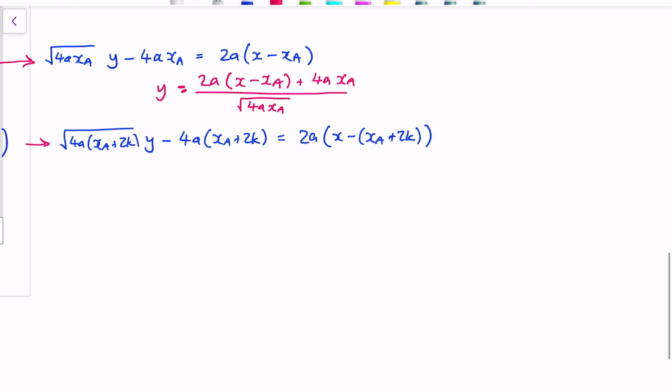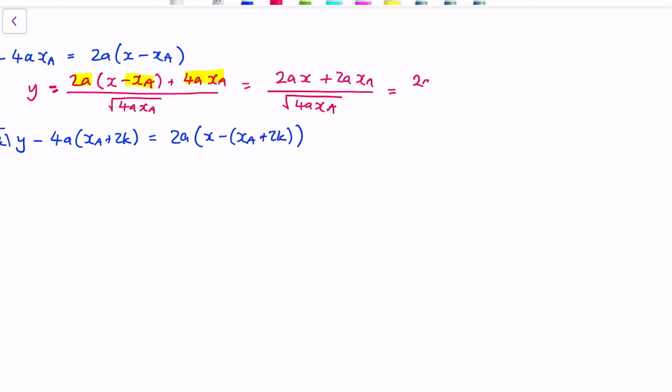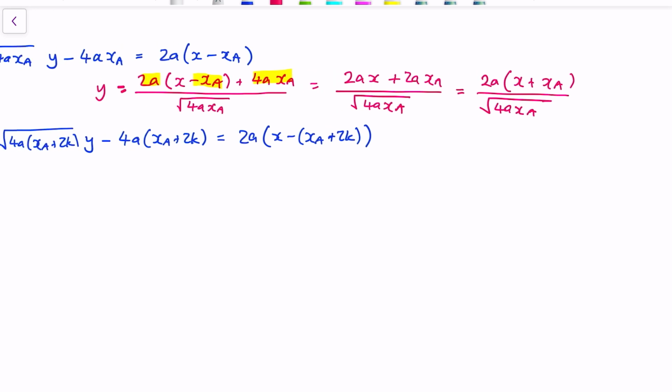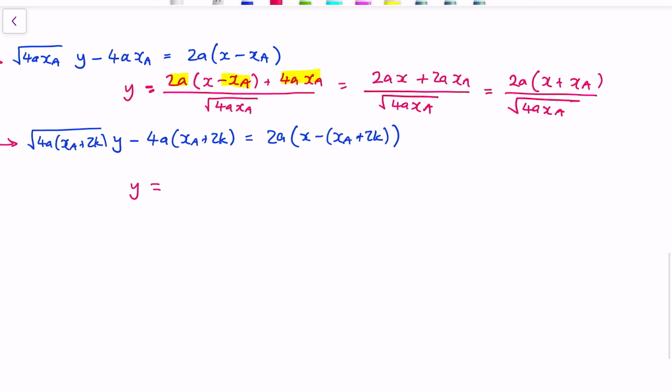Does this tidy up? I think it does because there's some like terms in the numerator. There's a 4a xa there, and inside there there's a minus 2a xa. So we've got 2ax plus 2a xa, and even that factors: 2a times x plus xa. Okay, so that's the y value on the first tangent in terms of its x position. Do the same thing for the other one. Move the 4a xa plus 2k term, this term here, to the other side of the equation.